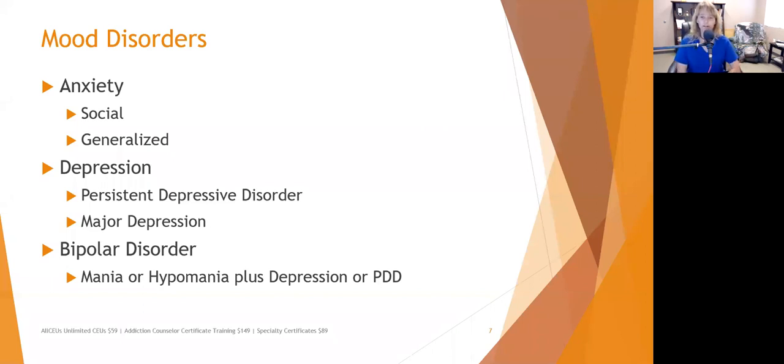Now, bipolar disorder combines mania or hypomania with depression. And there are a whole bunch of variations of how this can happen. But mania is just like what you probably think about when I say it. It's when somebody gets really energized and they don't need sleep. It's not that they don't want to sleep. It's they don't need sleep. And they will go for days and days, and they can't sleep.